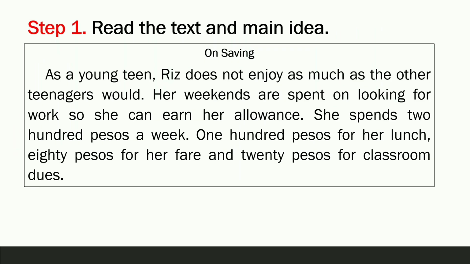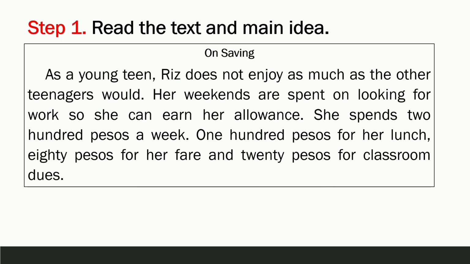Let's have an example. Step 1. Read the text and identify the main idea. On saving. As a young teen, Riz does not enjoy as much as the other teenagers would. Her weekends are spent on looking for work so she can earn her allowance. She spends 200 pesos a week, 100 pesos for her lunch, 80 pesos for her fare, and 20 pesos for classroom dues. Now, what is the main idea?